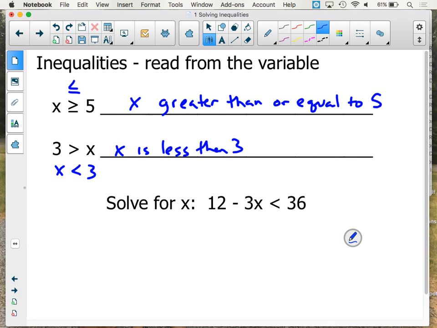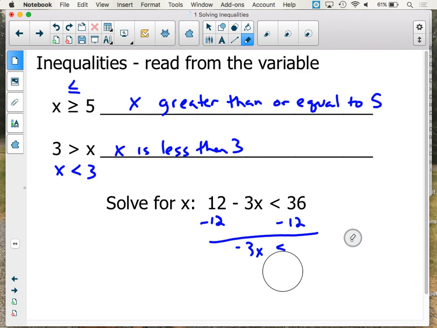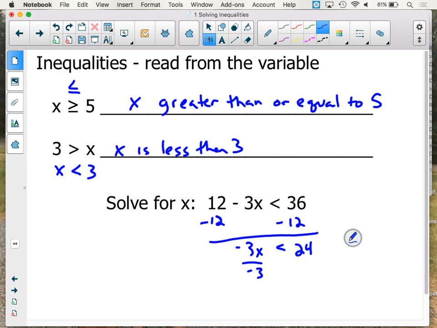Now let's take a minute and solve this equation that we have here. 12 minus 3x is less than 36. Solve it like an equation. So we subtract 12 from both sides. Negative 3x is less than 24. We'll divide by negative 3. Now here's where we have to be careful. In algebra, when we multiply or divide by a negative number, the inequality sign has to flip its direction.